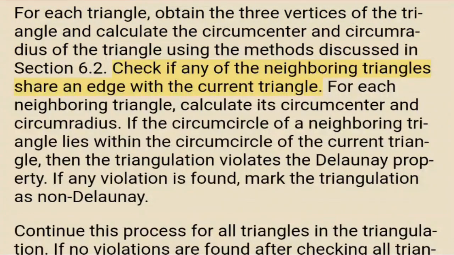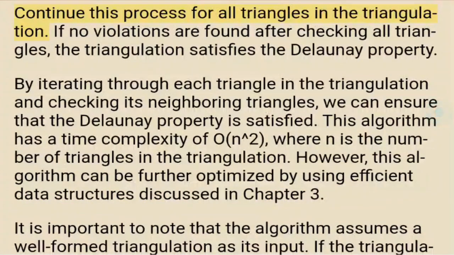Check if any of the neighboring triangles share an edge with the current triangle. For each neighboring triangle, calculate its circumcenter and circumradius. If the circumcircle of a neighboring triangle lies within the circumcircle of the current triangle, then the triangulation violates the Delaunay property. If any violation is found, mark the triangulation as non-Delaunay. Continue this process for all triangles in the triangulation. If no violations are found after checking all triangles, the triangulation satisfies the Delaunay property.